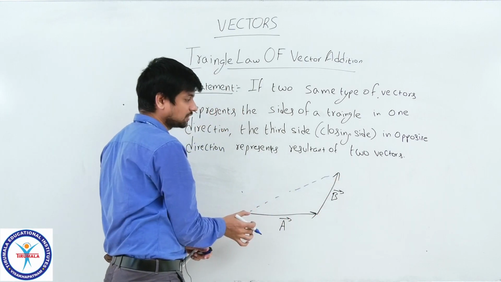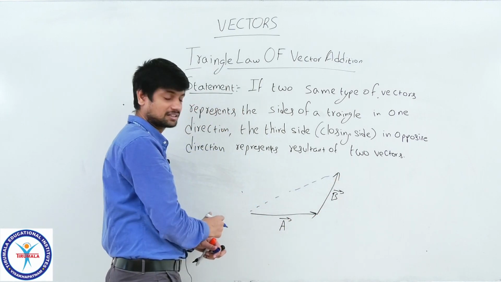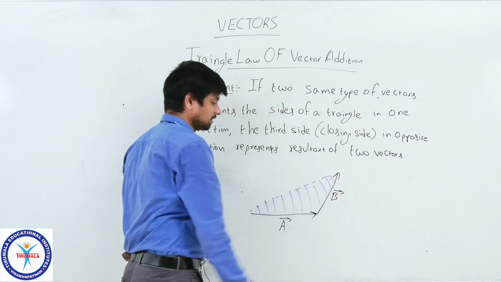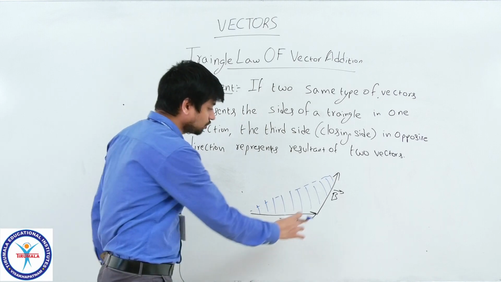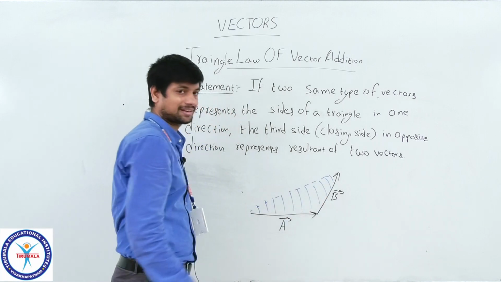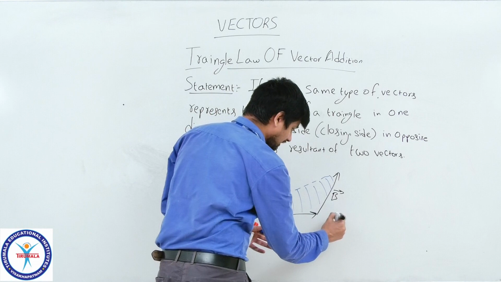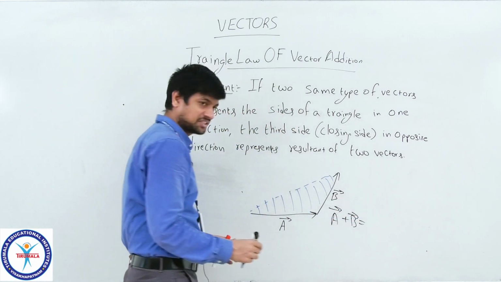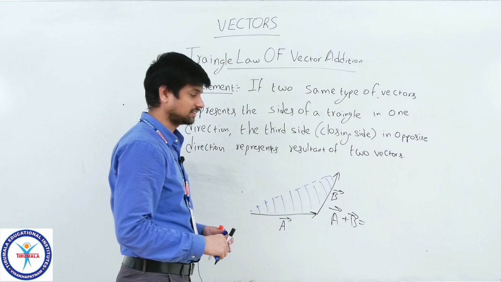So, which shape is this one now? Triangle. What does it call? Triangle. Now, this area gives you one shape, nothing but a triangle. So, the summation of these two vectors, A plus B, what will be its resultant?